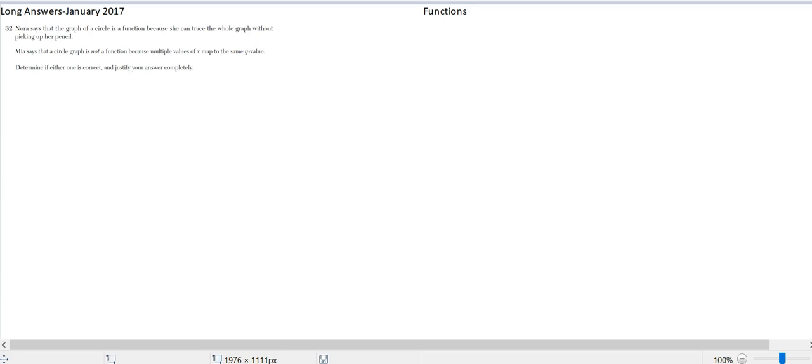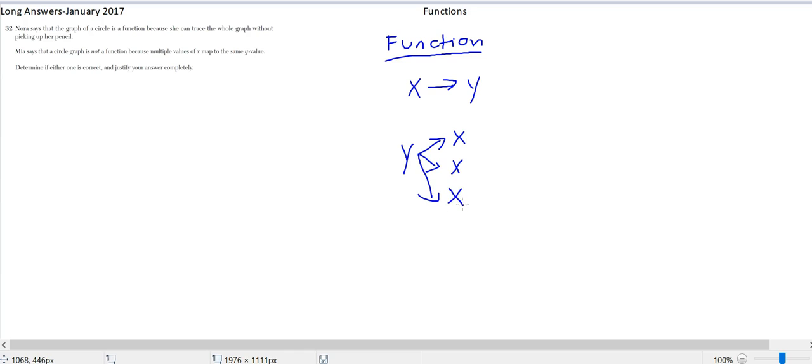So we have to first remember, what is the definition of a function? A function is a special relation where every x value corresponds to only one y value. Now it's okay if one y value corresponds to more than one x value. That is still a function. So let's look at an example.